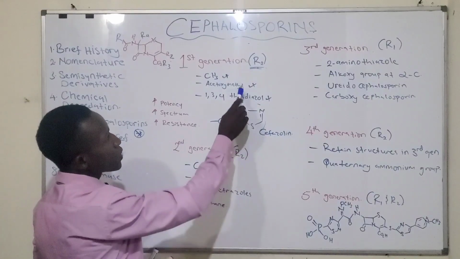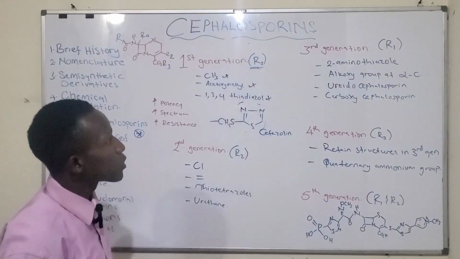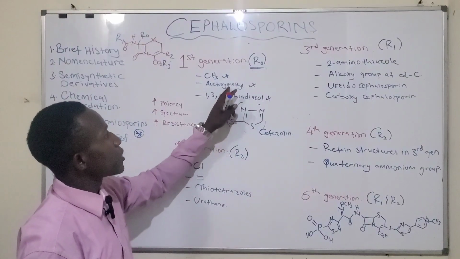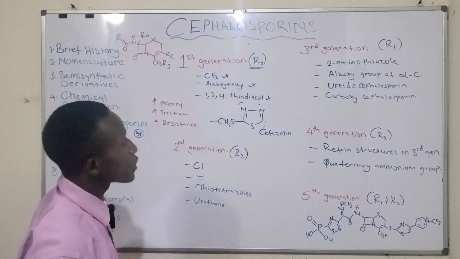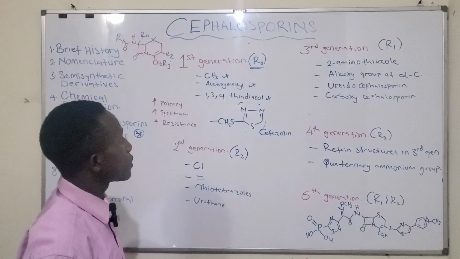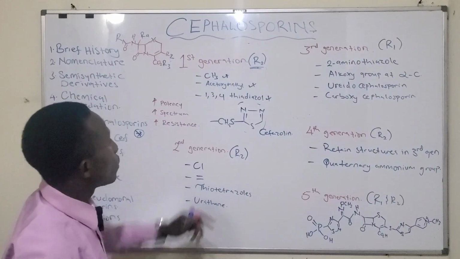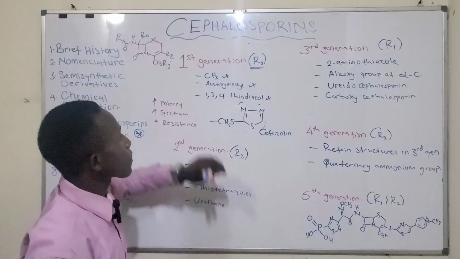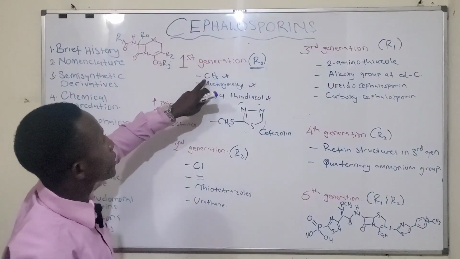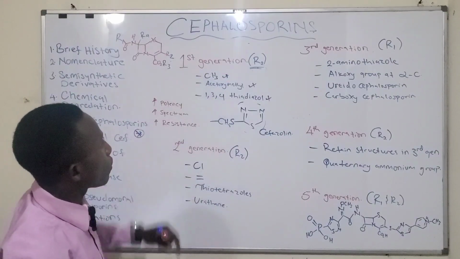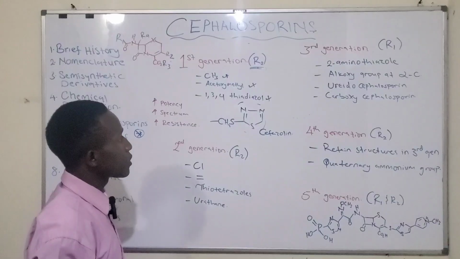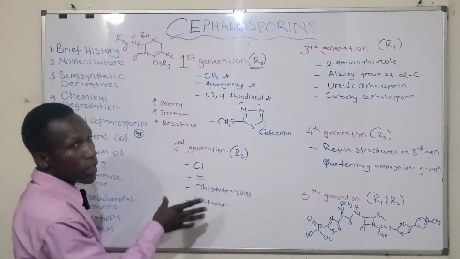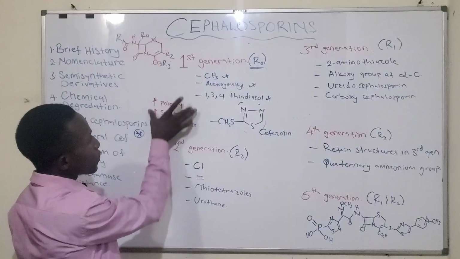Now, you see this group and this group, they are leaving groups, meaning that these drugs with these groups are not given orally. So they have no oral administration. They are given parenterally. But this one can be given orally, but it is targeting more of the gram-positives. So in generations, they are increasing all these ones.